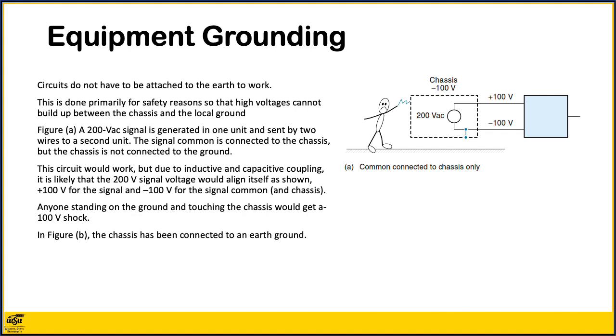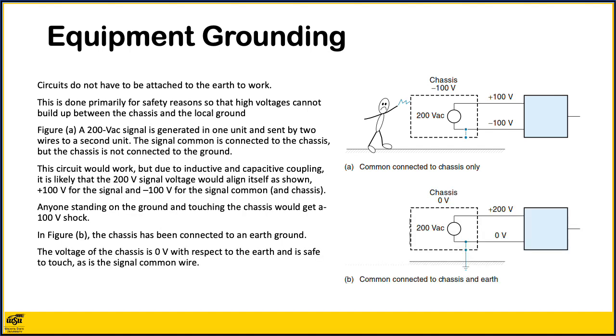In Figure B, the chassis has been connected to an earth ground. Now the voltage of the chassis is 0 volts with respect to the earth and is safe to touch, as is the signal common wire. This is a very simplistic view of quite a complicated subject, but it gets the concept across.